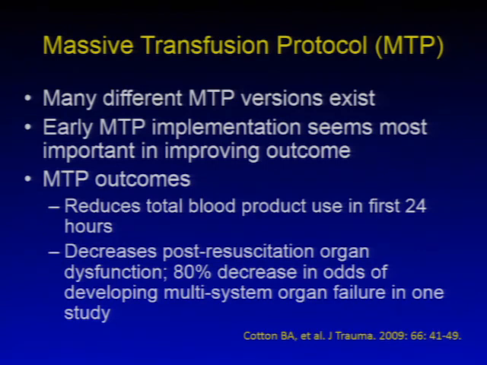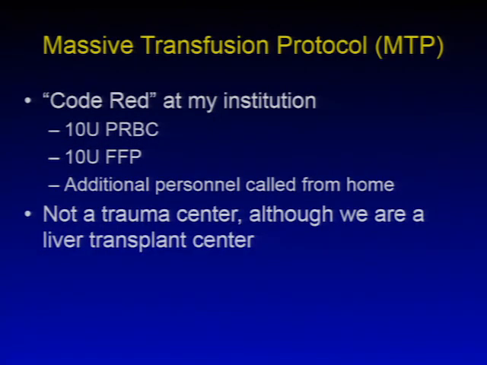They decrease post-resuscitation organ dysfunction. In one study, there was up to an 80% decrease in odds of developing multi-system organ failure. Now, this study used a ratio of 3 red blood cells to every 2 fresh frozen plasma and 5 red blood cells for every 1 platelet given. Again, this is not universal. There are many different massive transfusion protocols. That's the one that was used in the quoted study referenced in the slide.